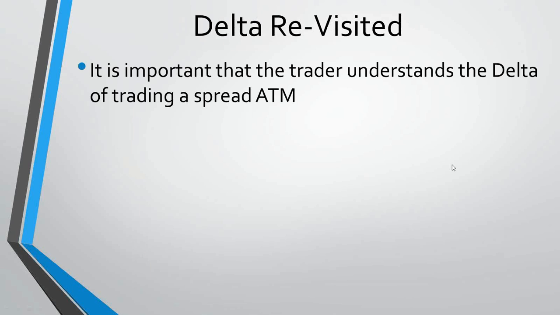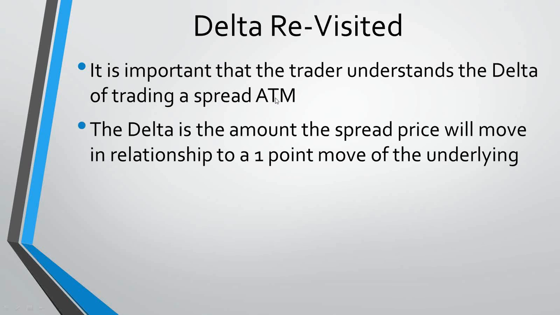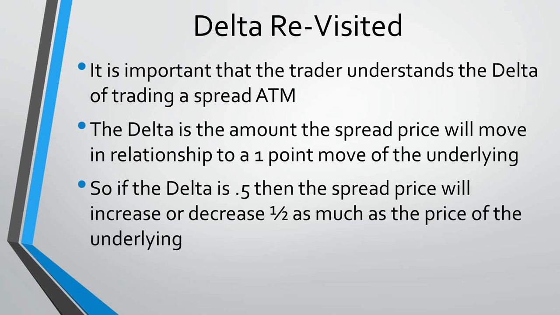Let's look at the delta revisited. It's important that a trader understands the delta of trading the spread should be at the null point. The delta is the amount the spread price will move in relationship to a 1-point move of the underlying. So if the delta is 0.5, then the spread price will increase or decrease half as much as the price of the underlying. Remember, delta.